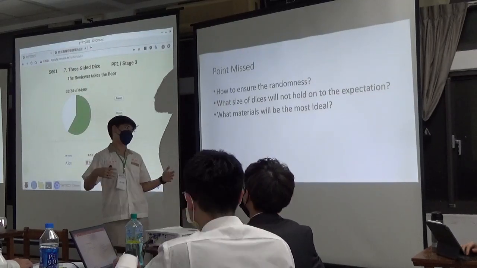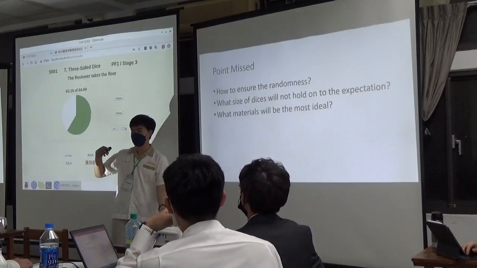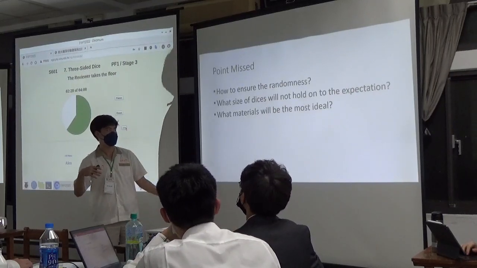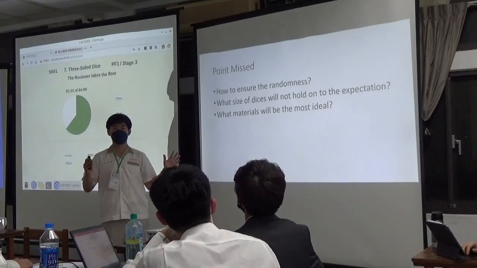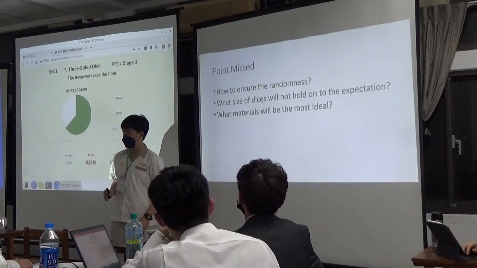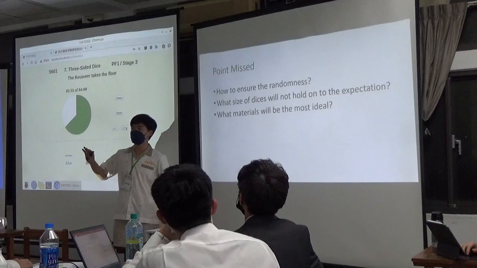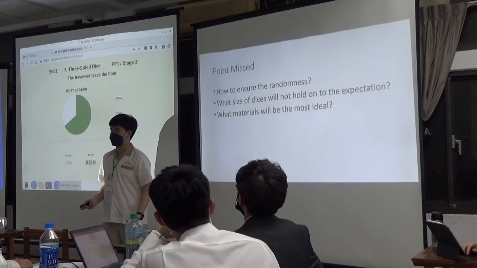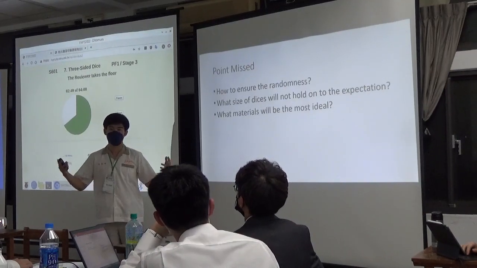Like for our experiment that I was talking about before, just a small hand that we mentioned in the 3D and 2D paragraph, and exactly different. And what materials will be the most ideal? Like they use 3D prints. But we have to say that many other materials can be used to make the dice, for example, wood or plastic or anything else.